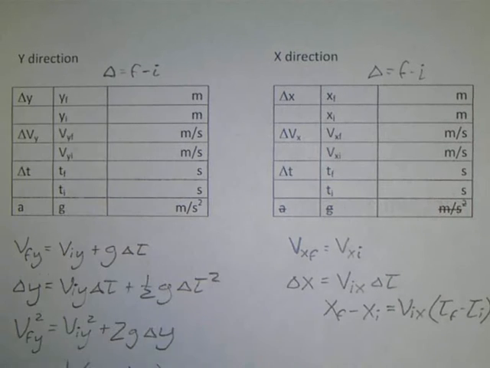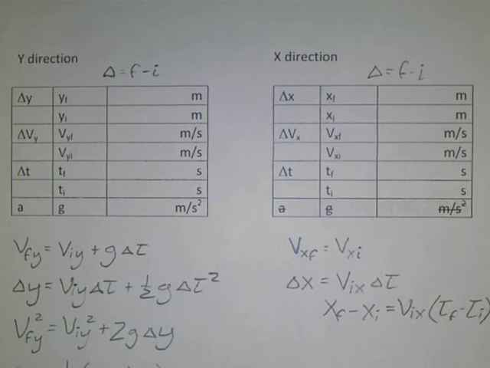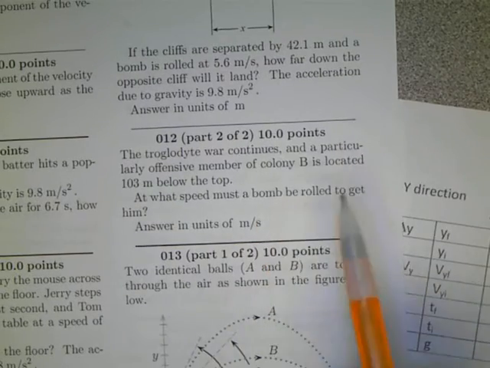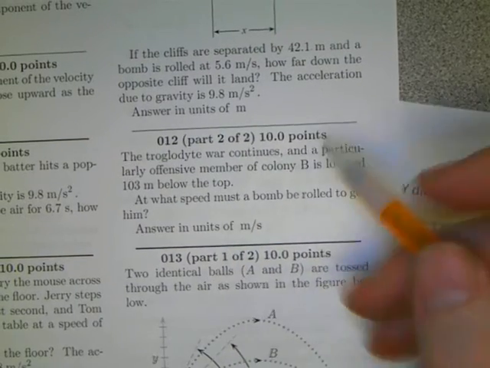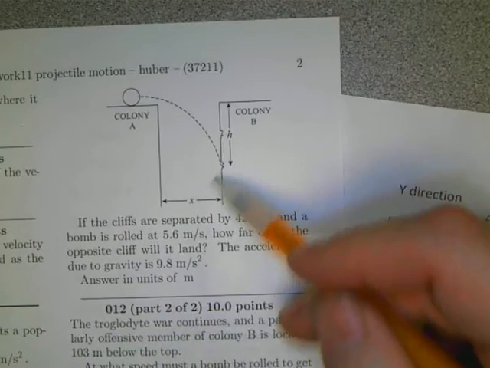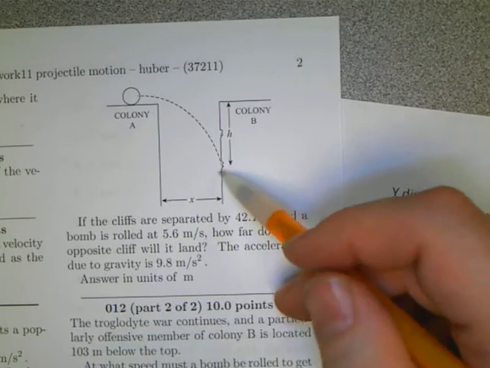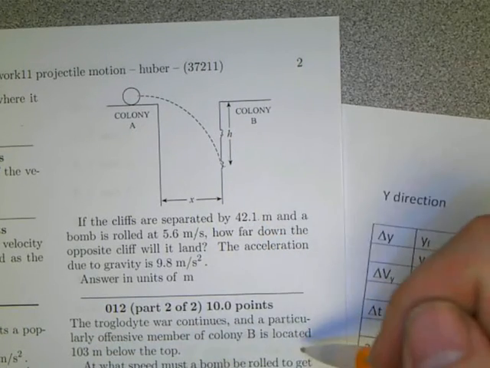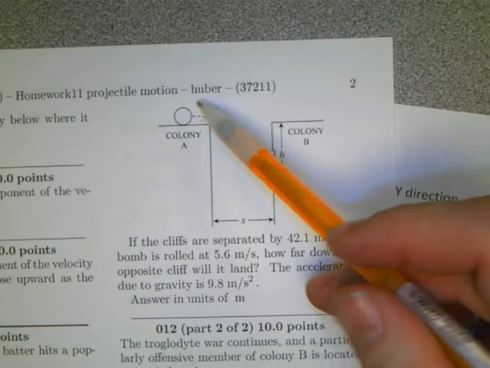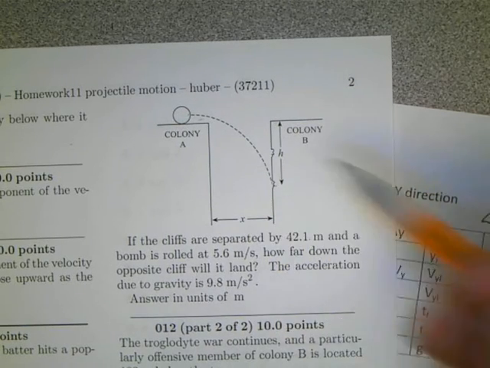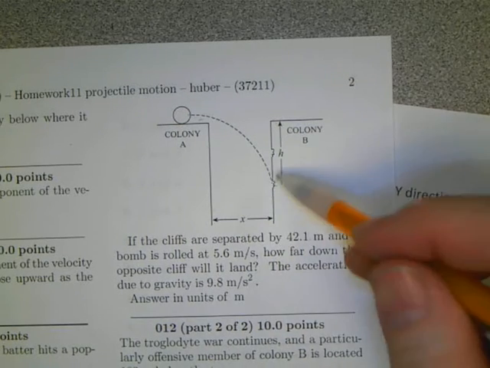Okay, we're going to do the second part of the troglodyte war problem. It says the troglodyte war continues, and they're actually aiming for someone on this side that they know is 103 meters below the top of the cliff. At what speed do they have to roll the bomb off so that when it gets across this separation, the 42.1 meters, that it hits that guy?